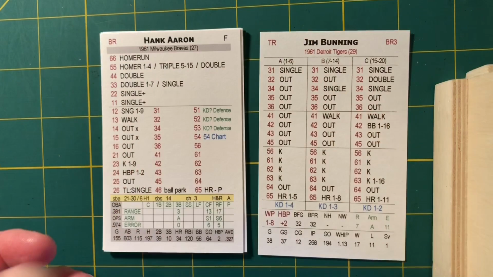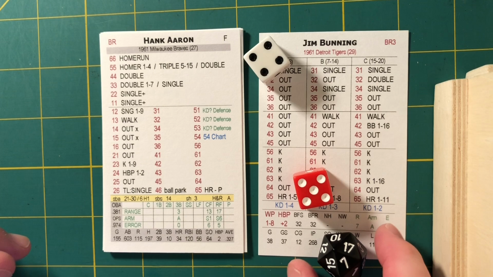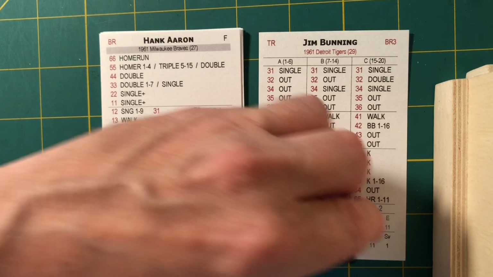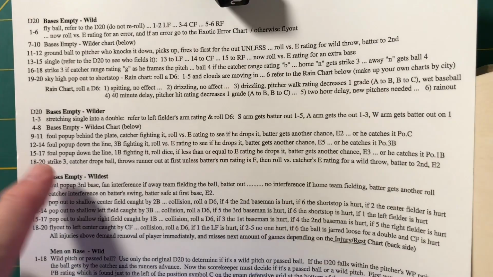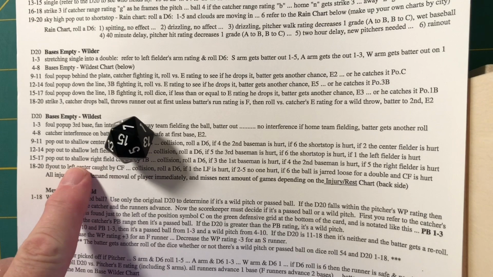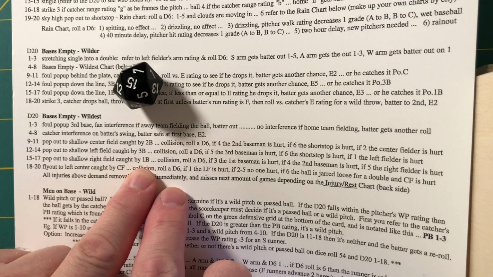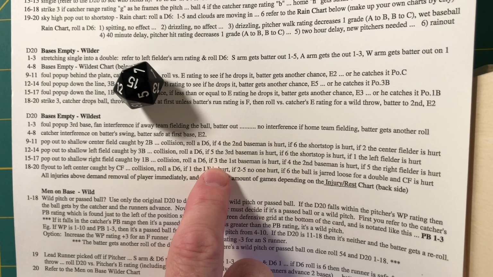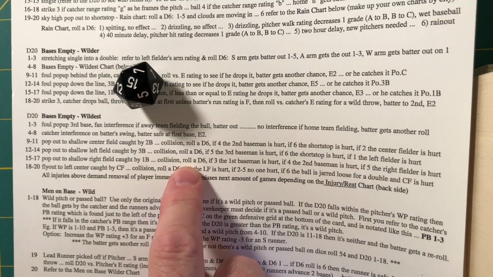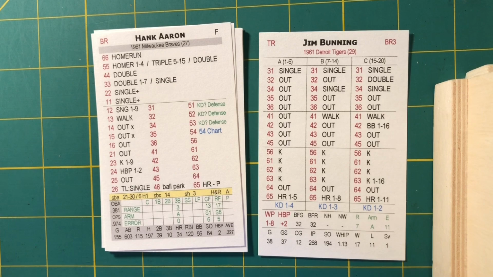Here's Henry Aaron facing Bunning. A 54, so we go to the 54 chart. And we look at the D20, bases empty, Wild S chart. 15, pop up, shallow right field. Caught by Norm Cash, collision. If I roll a D6, if it's a 3, the first baseman's hurt. We're not going to do injuries, so it's an out. And there we go. Now it's Eddie Matthews.